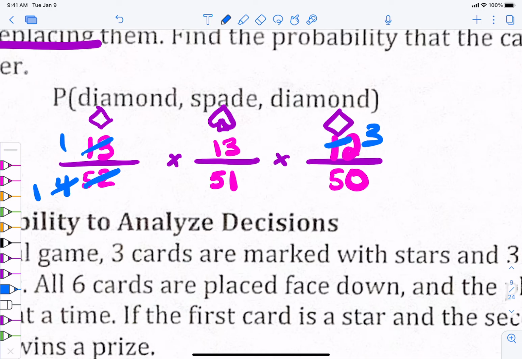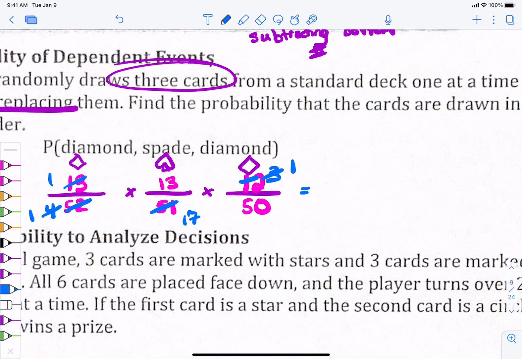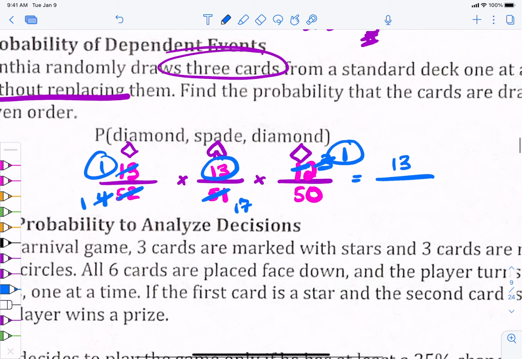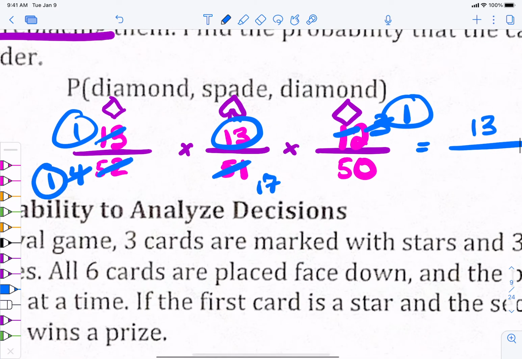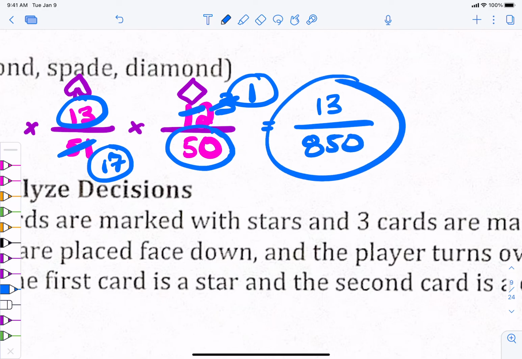I think 3 and 51 will reduce. Take 51 divided by 3. I think it's 17. Yeah, 17. So 1 and 17 like that. Okay, and 13 is prime, and I don't think 13 goes in any of those. So on the top, I have 1 times 13 times 1. So just 13. Okay, on the bottom, I have 1 times 17 times 50. Is that right? Yeah, that's right. 17 times 50? 850. 13 over 850, and there's my chances of that happening exactly.